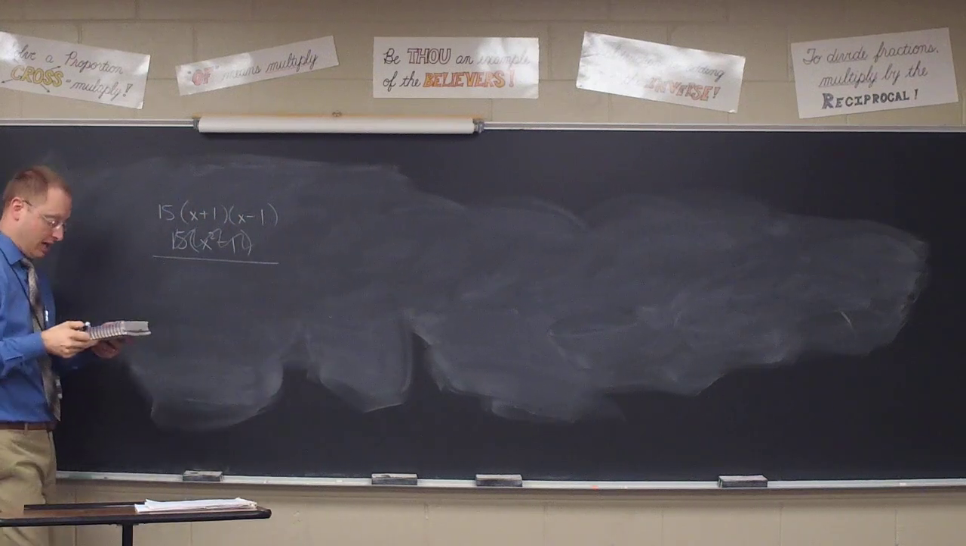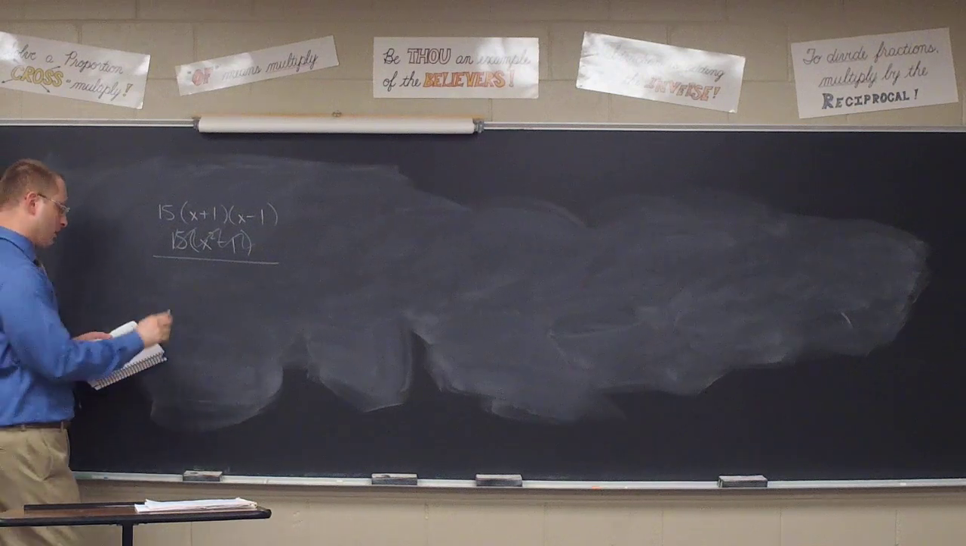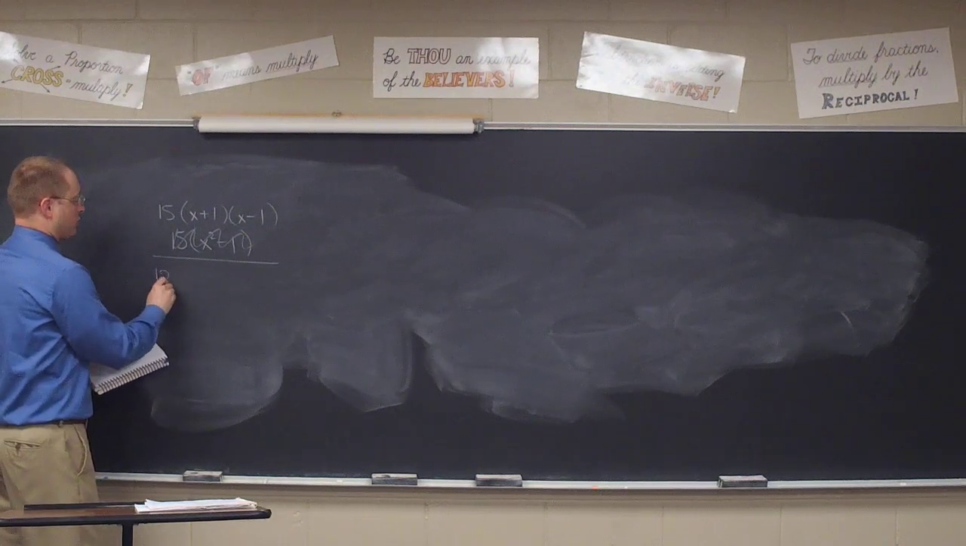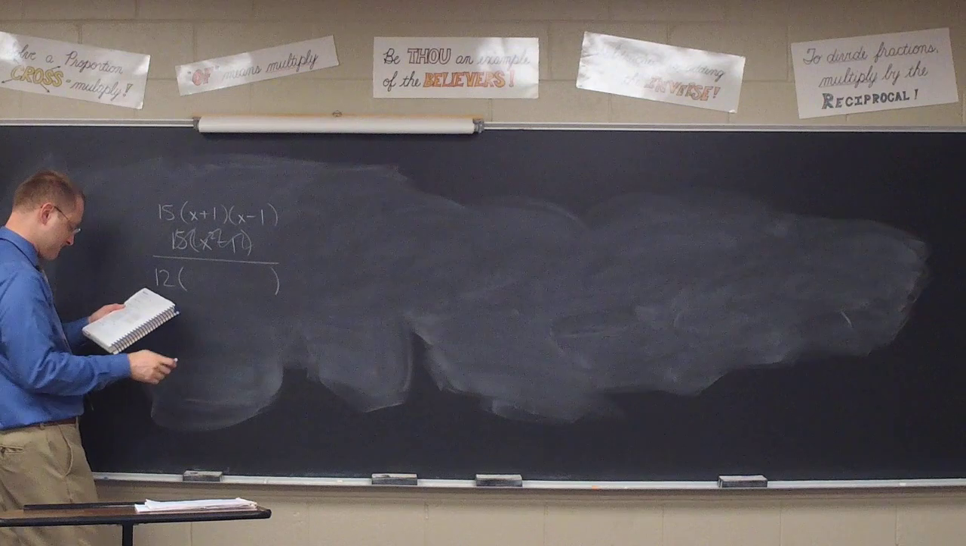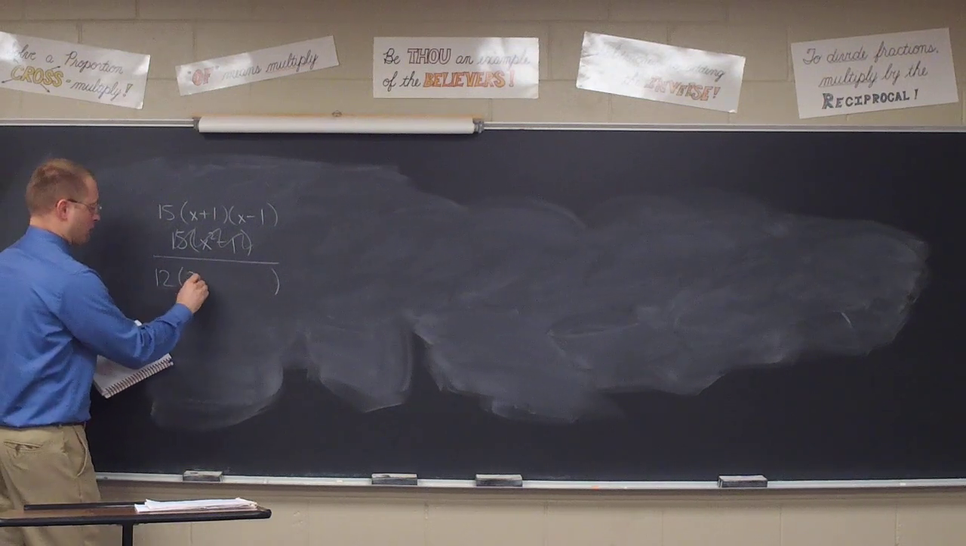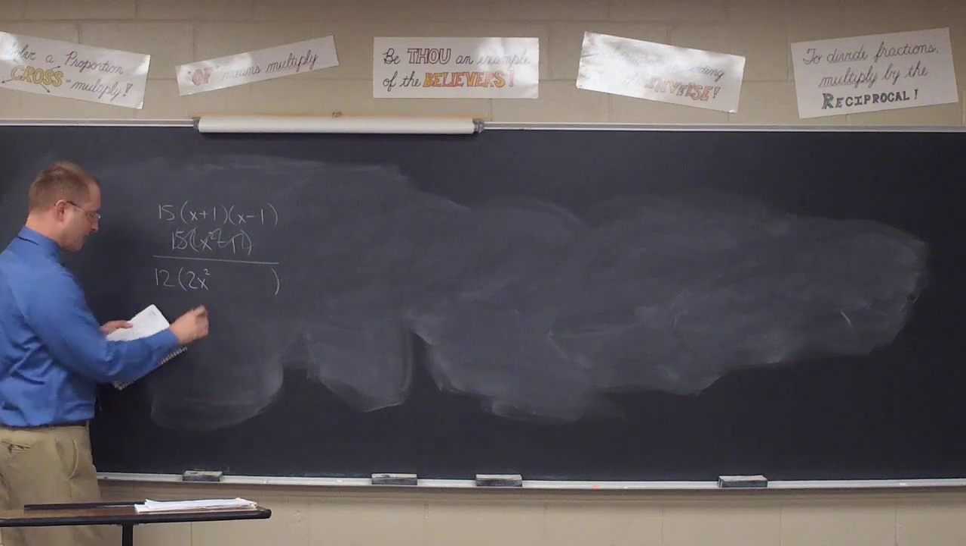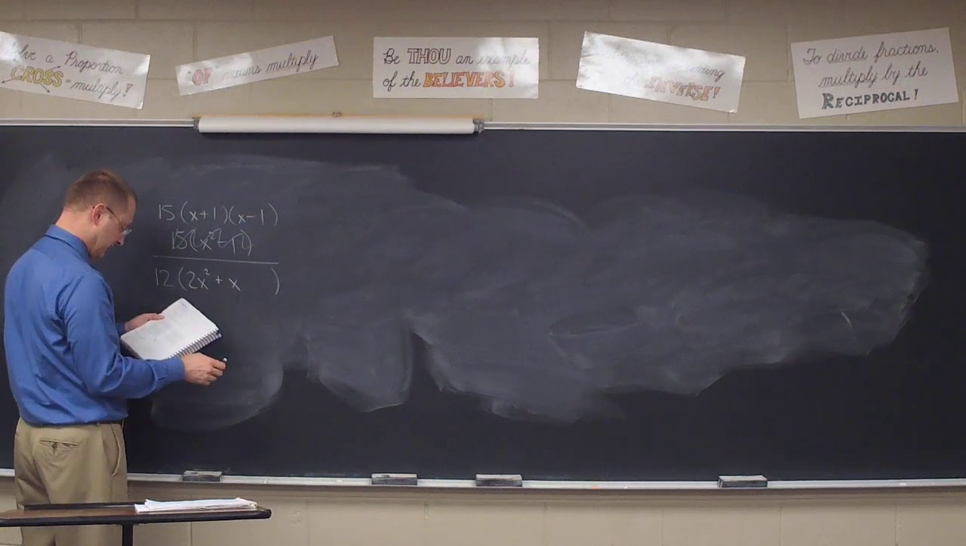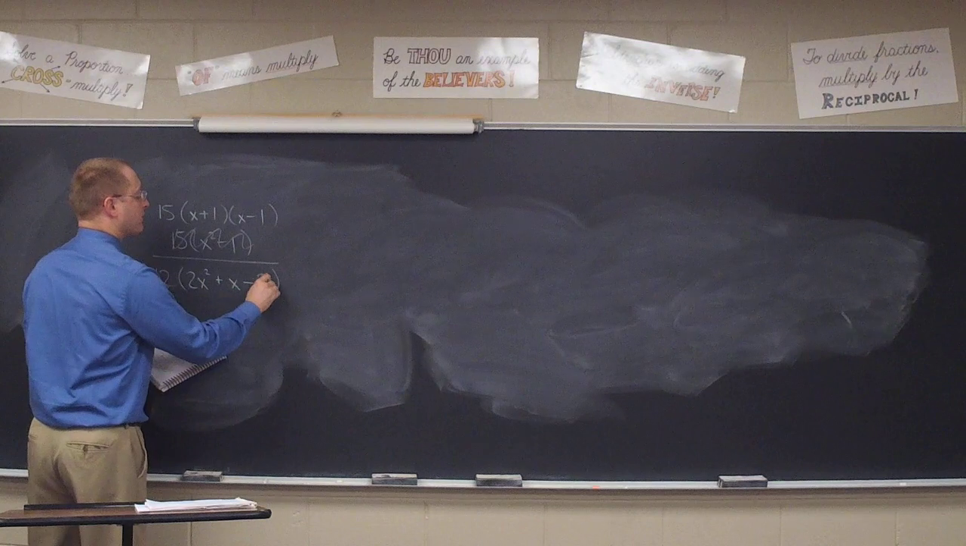In the denominator, Kyle, how would we factor? You pull out a 12. Good. Pull out a 12 to initially get 2x squared plus x minus 3. There we go.